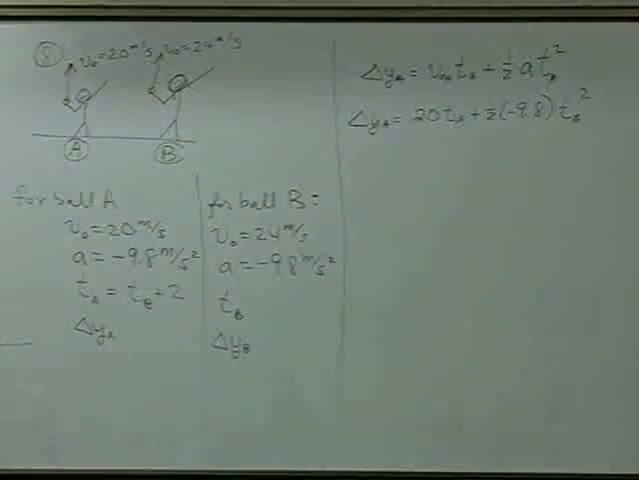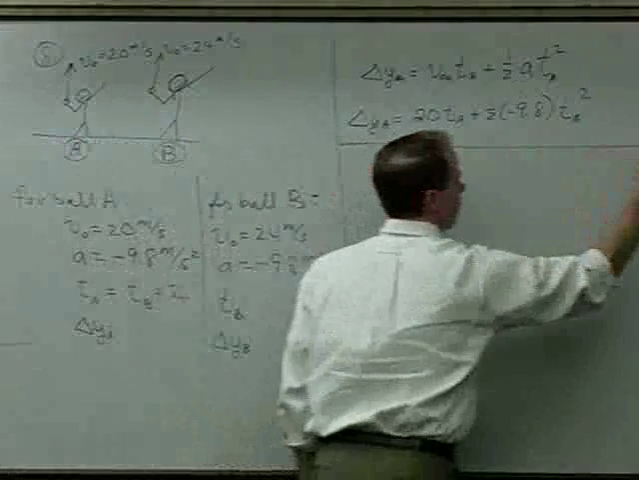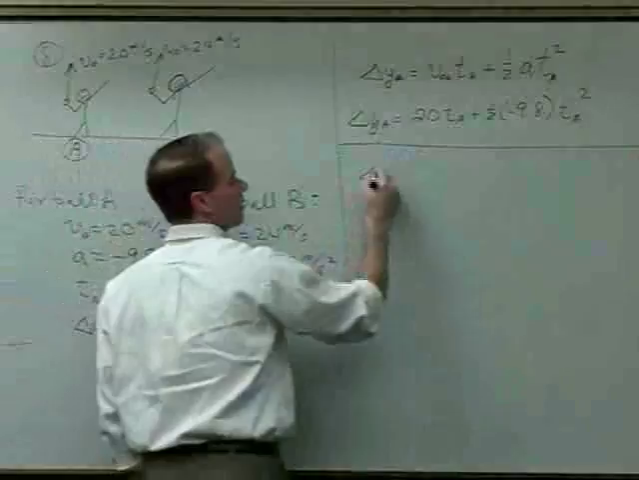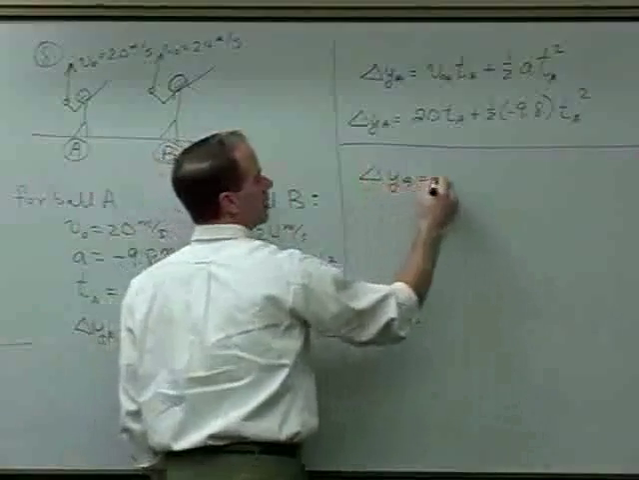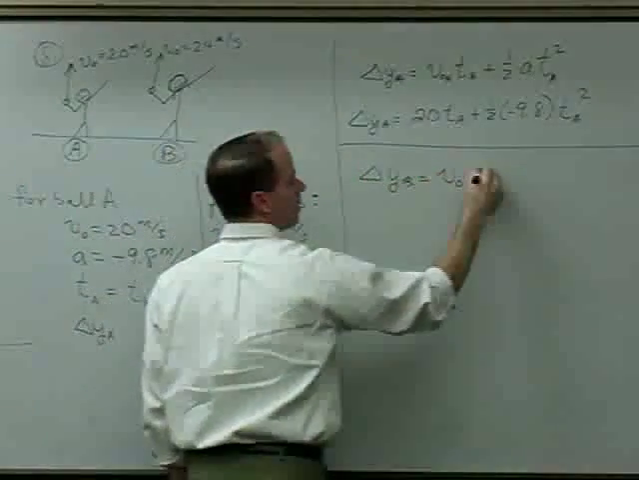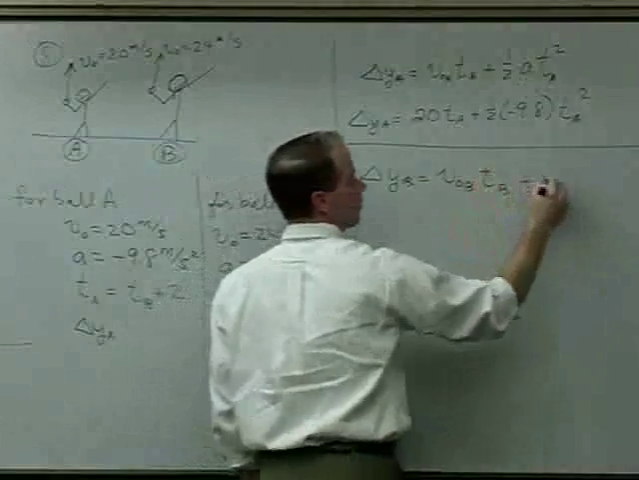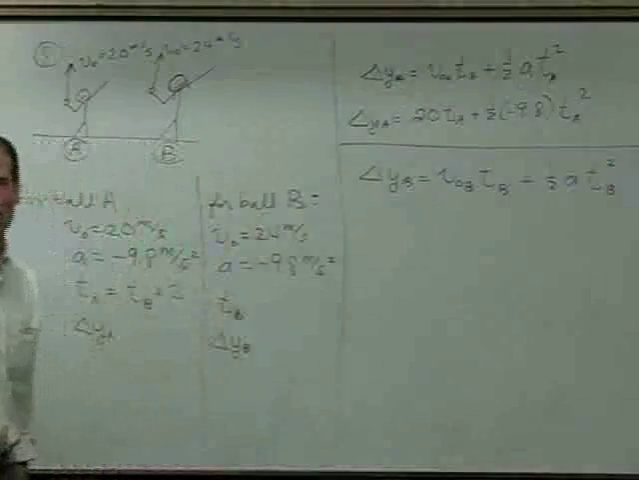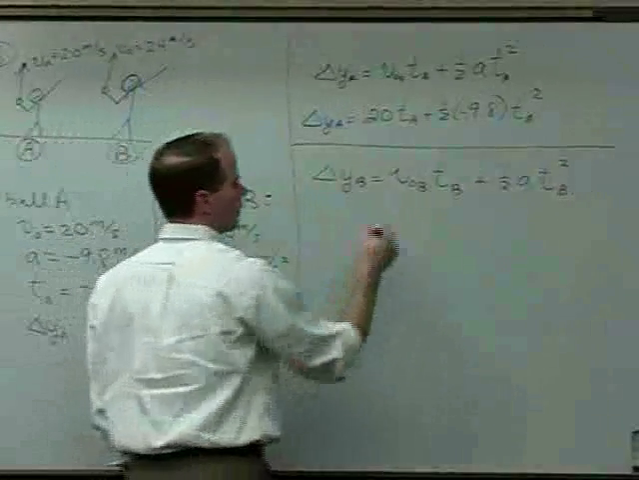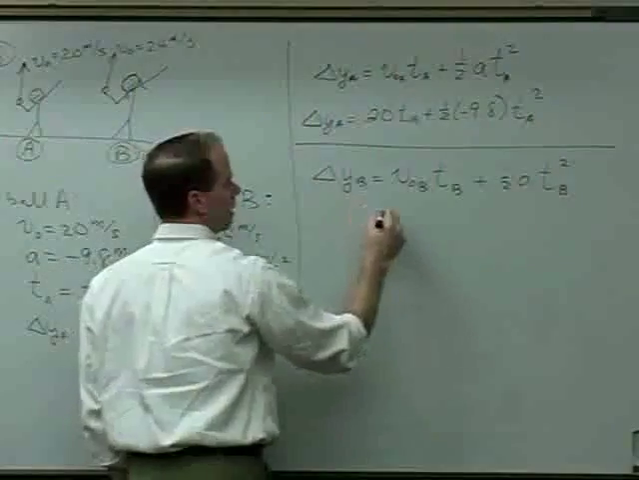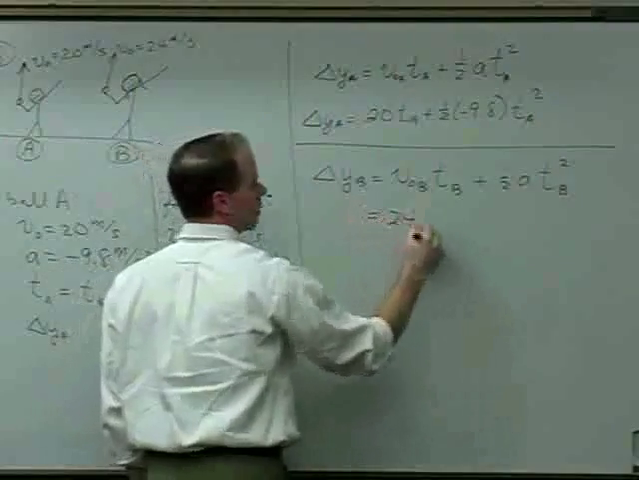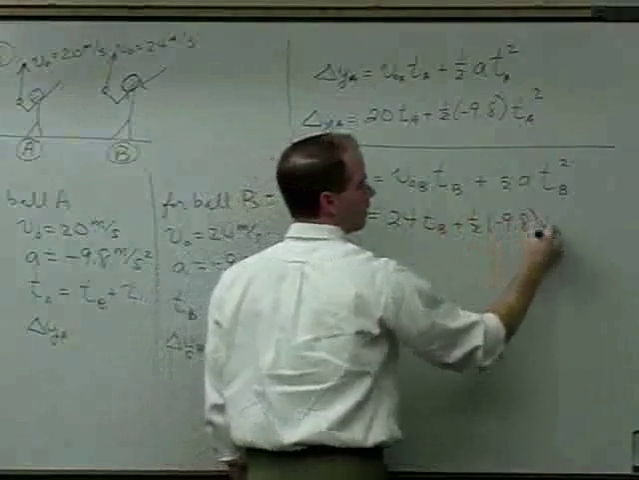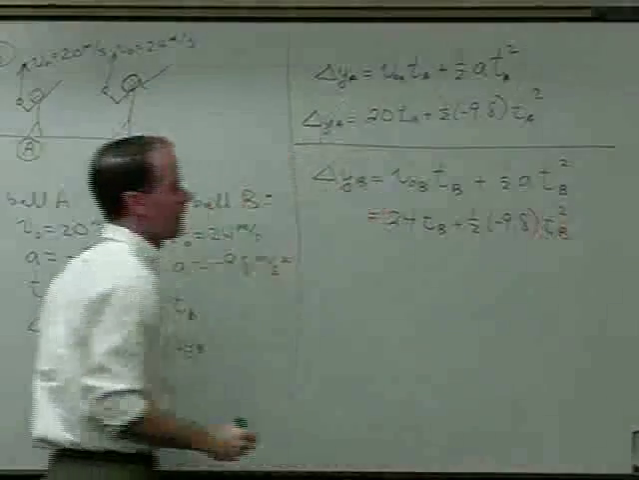That's about as far as I can go. If I wrote my equation for ball B, I could say that displacement for ball B is equal to initial velocity for B times time for B plus 1/2 acceleration times time for B squared. So we could say this is equal to 24 times time for B plus 1/2 times a negative 9.8 times time for B squared.